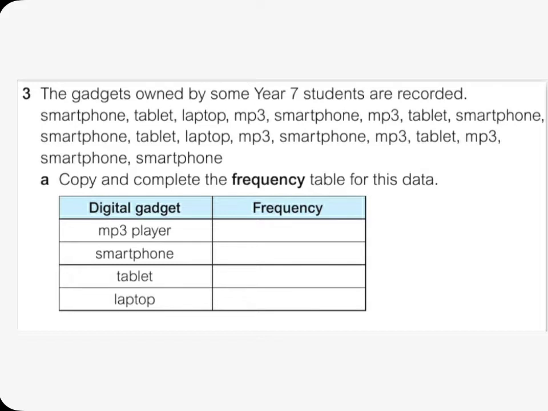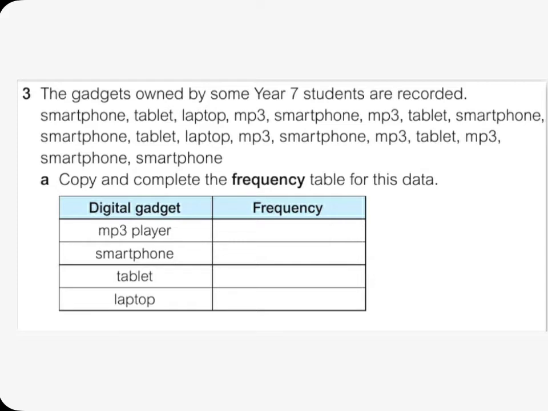Question 3. The gadgets owned by some Year 7 students are recorded. We have smartphone, tablet, laptop, MP3, smartphone, MP3, tablet, smartphone, tablet, laptop, MP3, smartphone, MP3, tablet, MP3, smartphone, and lastly, smartphone. So these are the data that we have here.